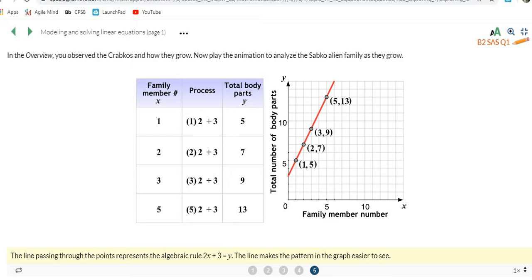Can I have a decimal part of an alien? No. You either have an alien or you don't have an alien, right? Same thing if I was talking about people. Can I have half of a person? No. You either have a whole person or no people at all. So this line right here, if I drew a line, I'm saying that I can have half of an alien. Can I have half of an alien in this game? No. Can I have 2.5 of the aliens in this game? No, ma'am.